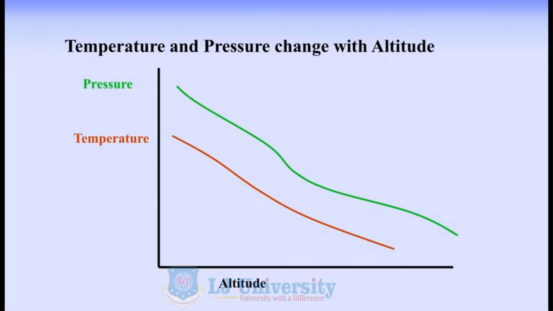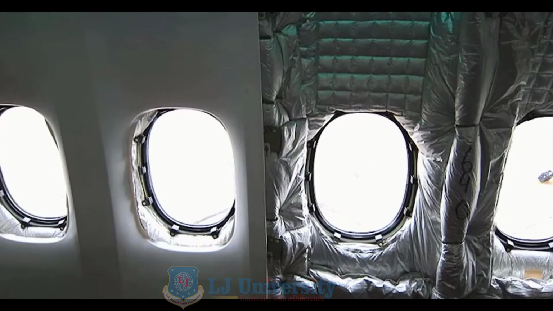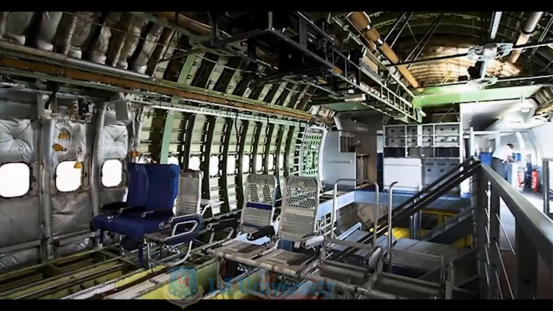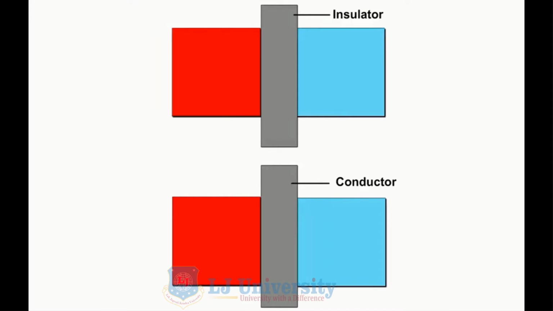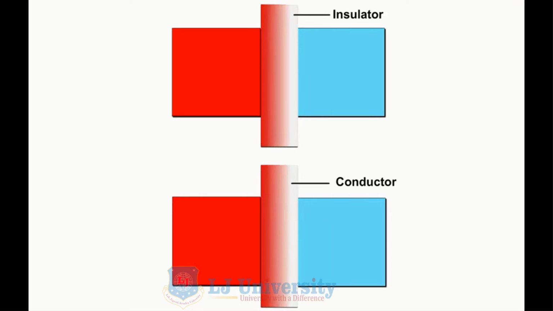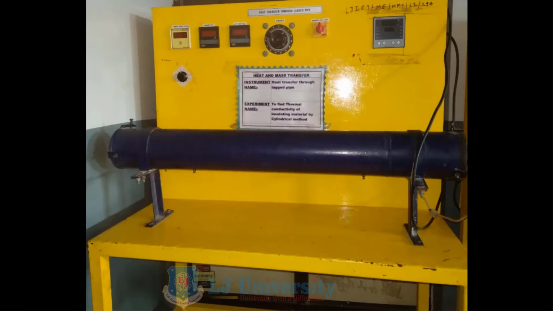So how can we keep our cabin warm? Well, fiberglass is a material which is used in the aircraft body. Which property is important for this material? Well, thermal conductivity is the property which deals with this phenomenon. How can we measure thermal conductivity?